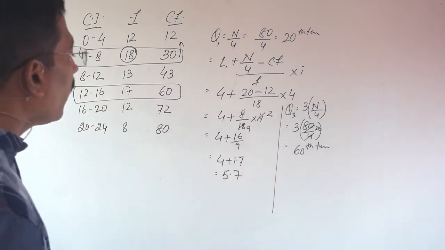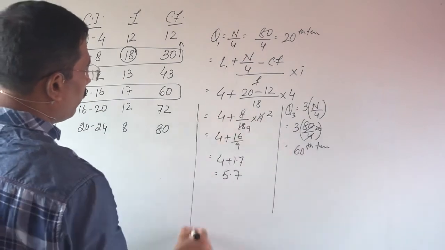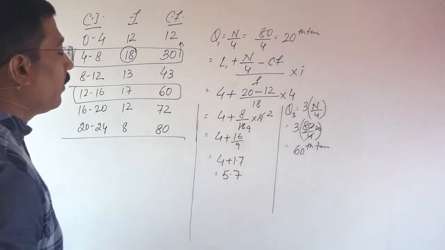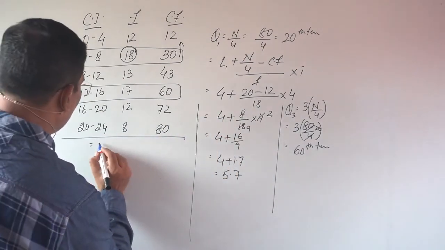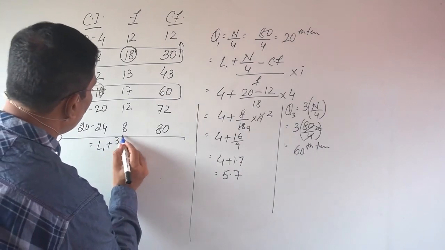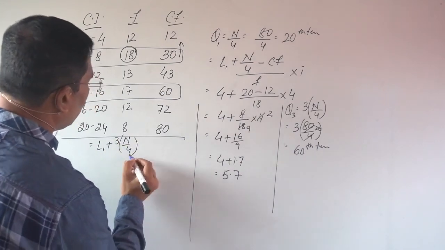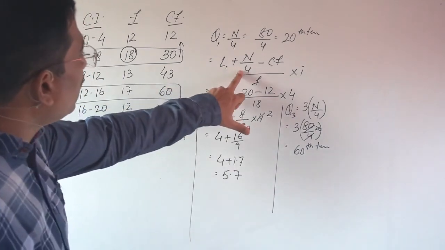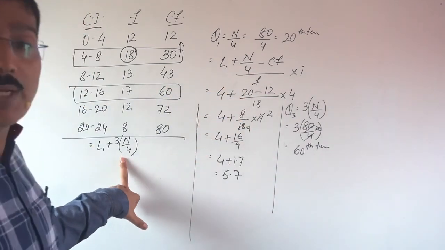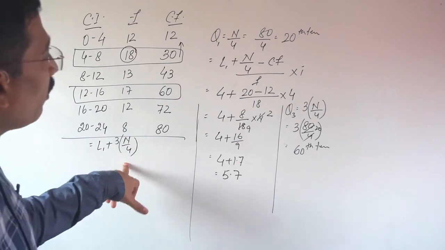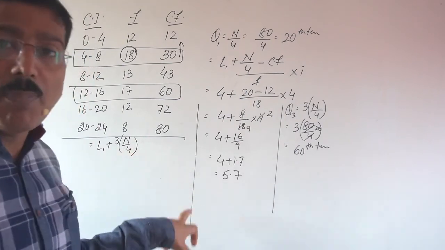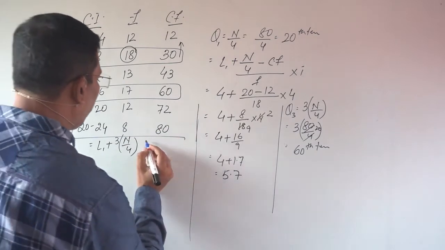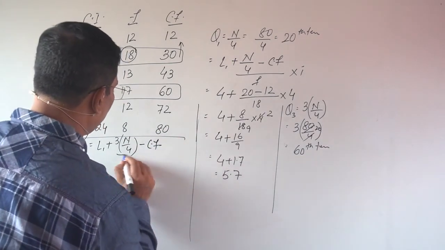What is the answer? How will you calculate it? In the same way, I'm doing here. Formula: L1 plus (3n by 4 minus CF) upon f into i. Now what is the change? Here you mentioned n by 4, whereas here you are mentioning 3n by 4. Why? Because you are calculating the upper quartile, and the rest of the formula will be the same.